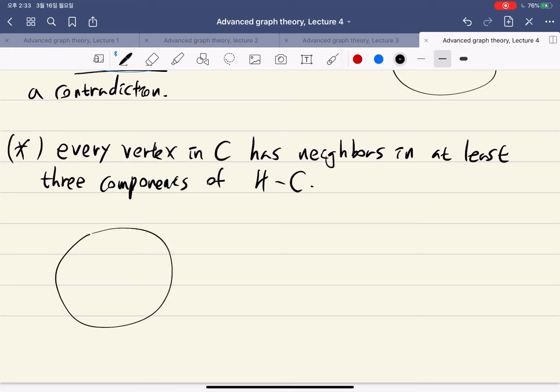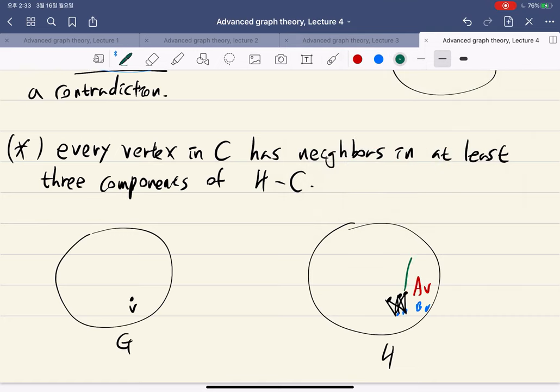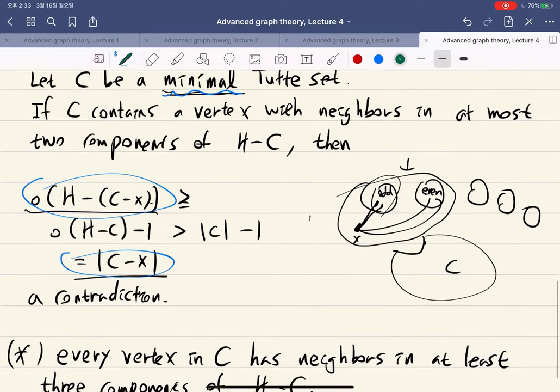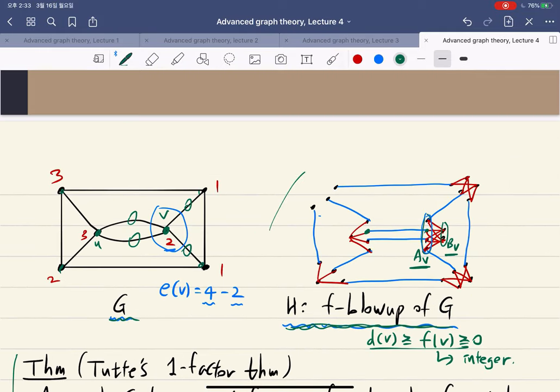So now we have this graph G and H. For each vertex v, we have, say, A_v and B_v, and we have a complete bipartite graph between them. Only the vertices in A_v have a neighbor outside, and the vertices in B_v have no other neighbors. That's clear from the construction of H. So these vertices don't have any neighbor other than A_v.